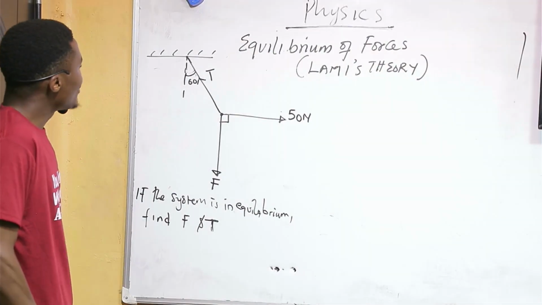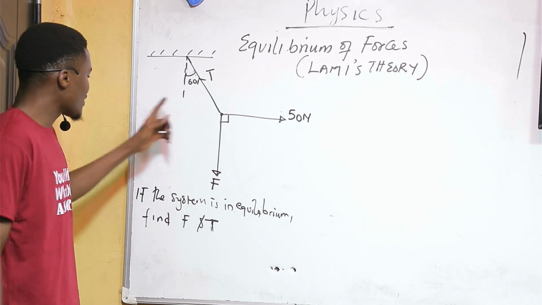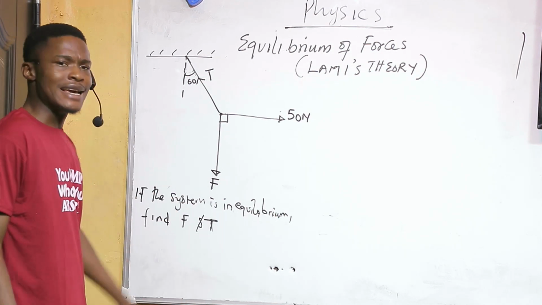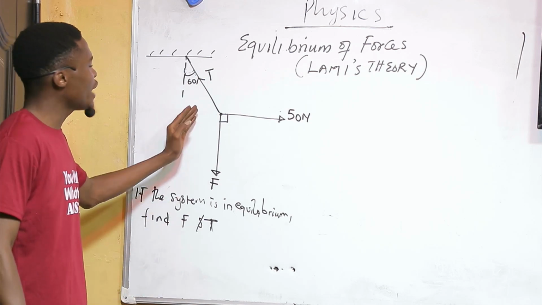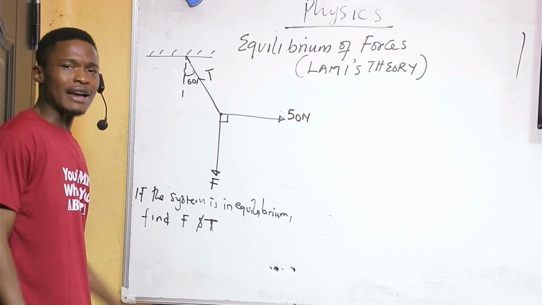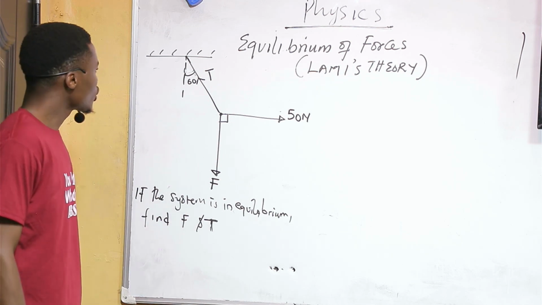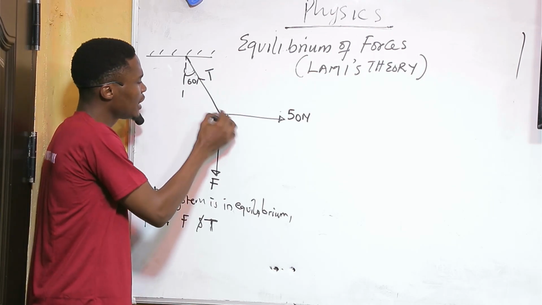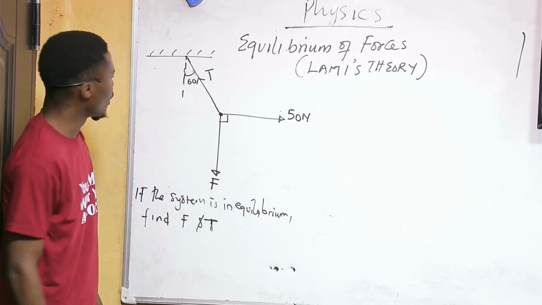Okay, so look at example 2. As you can see in the diagram, they said if the system is in equilibrium, find F and T. Now pause this video and see if you can solve it before you look at my solution. Okay, now let's see if what is here can actually be solved.